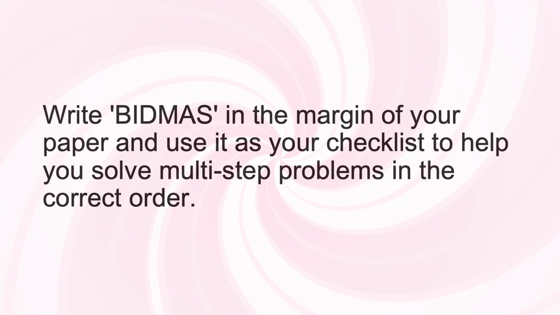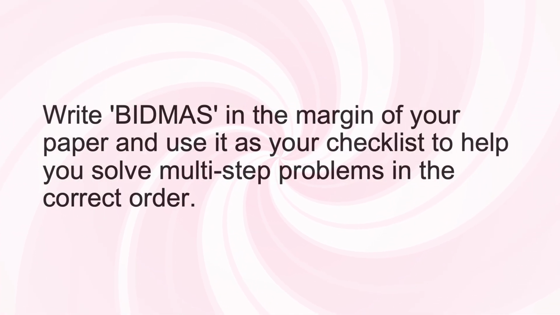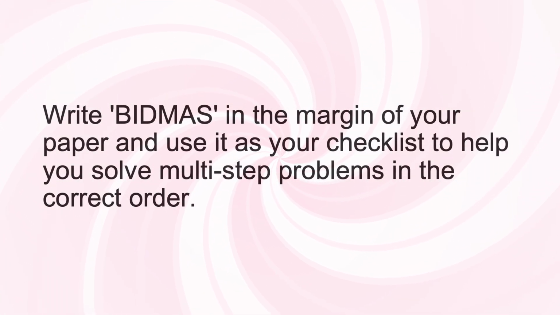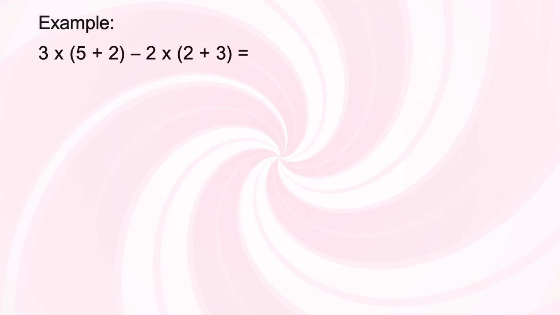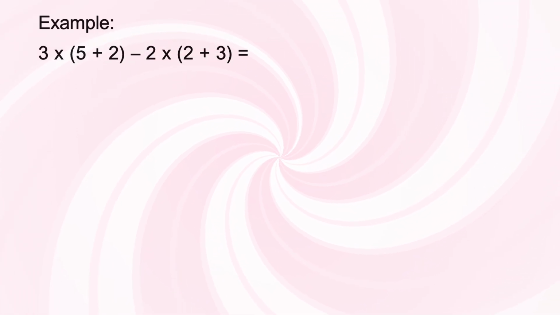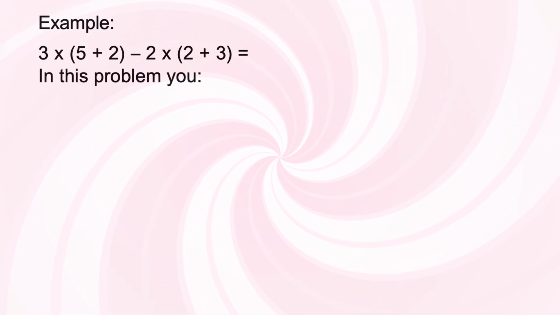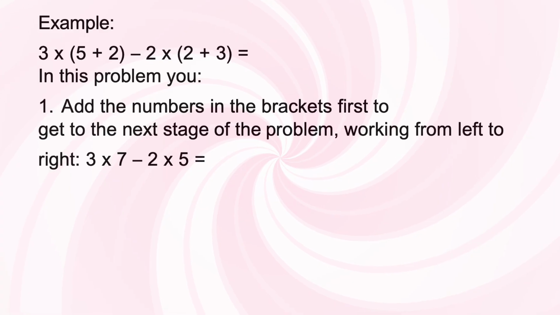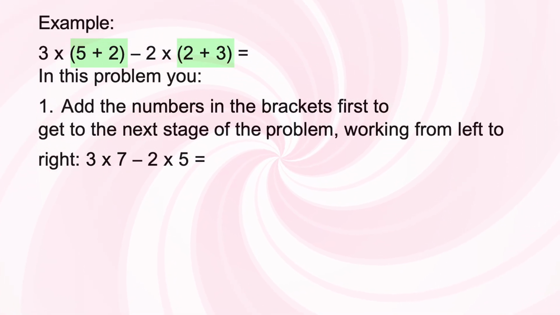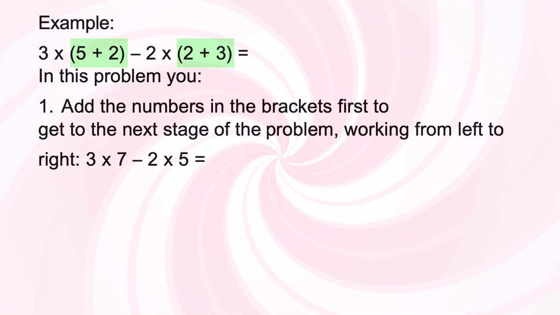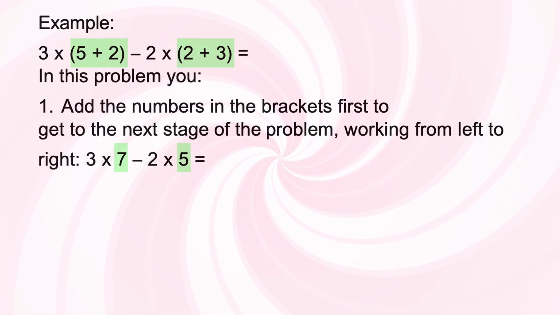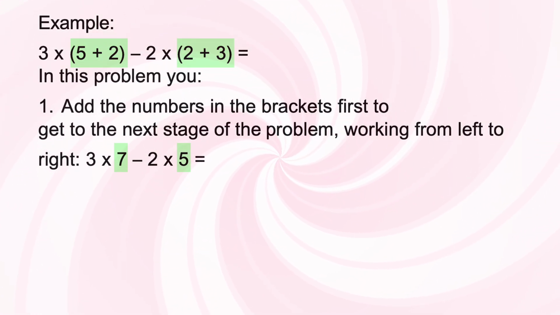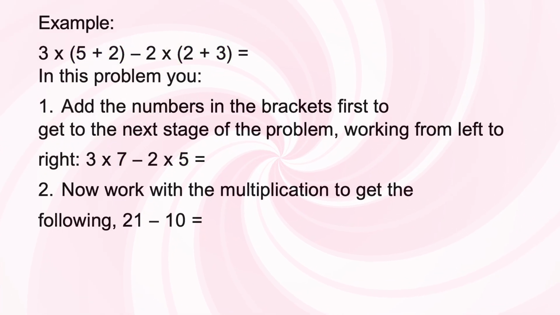Write BIDMAS in the margin of your paper and use it as your checklist to help you solve multi-step problems in the correct order. Example: 3 times 5 plus 2, subtract (2 times 2 plus 3) equals? Add the numbers in the brackets first to get to the next stage of the problem, working from left to right. Now we have 3 times 7 subtract 2 times 5.